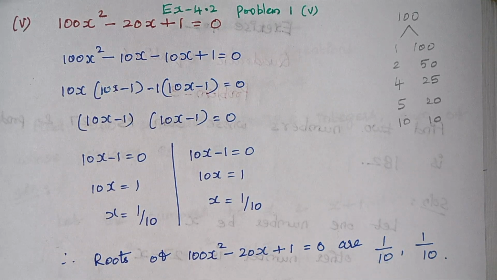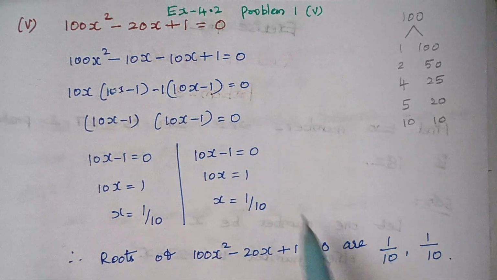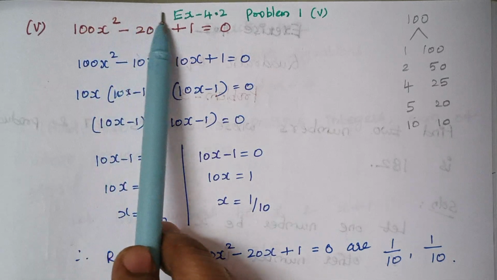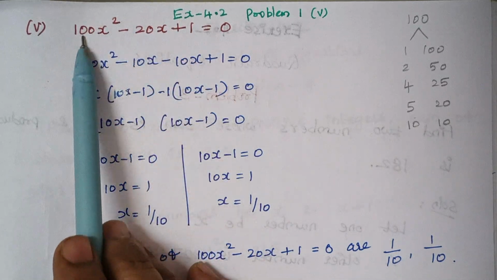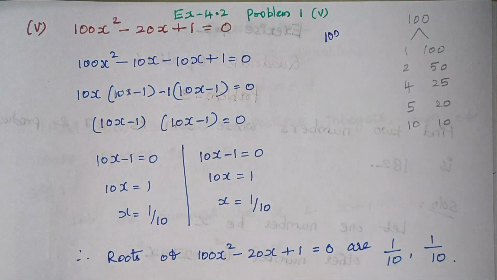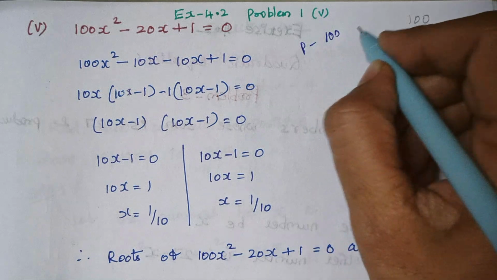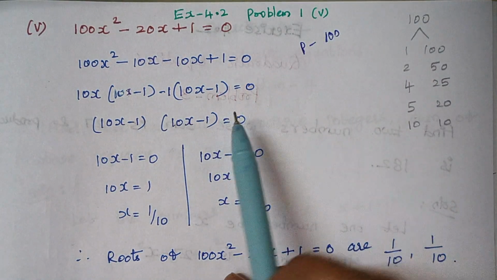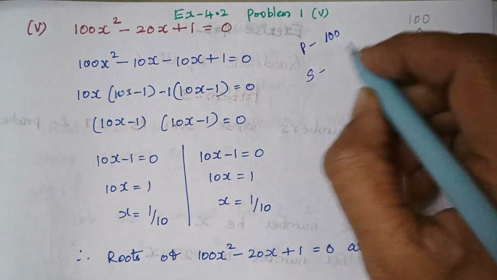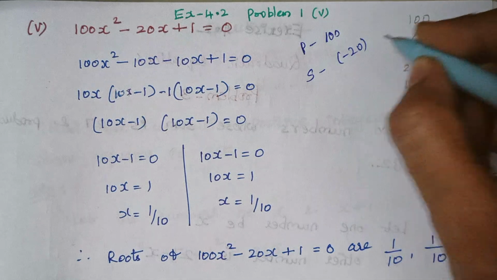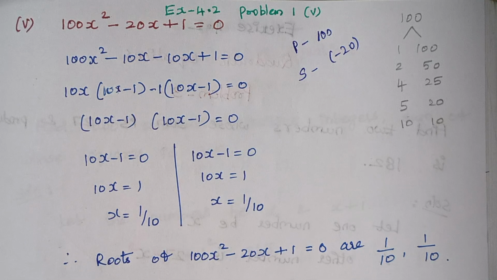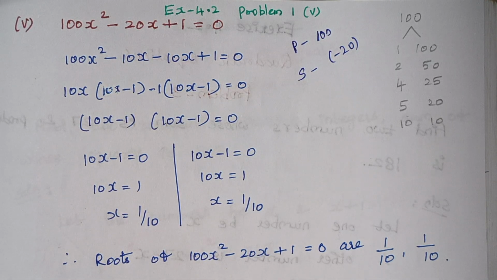So you have to select two numbers in such a way that when you multiply, you see here the coefficient of x square is 100 and this should be multiplied with this constant term. So 100 into 1 gives you 100. So you have to select two numbers in such a way that the product should be equal to 100. And the next thing is, you see here we have minus 20. So again you have to select two numbers in such a way that when you add those two numbers, you should get the answer as minus 20. So now you have to select two numbers.